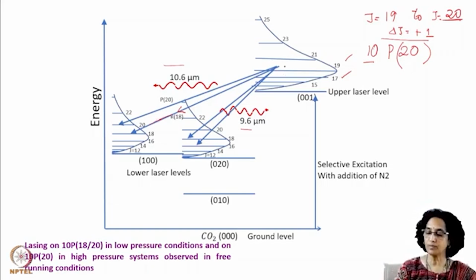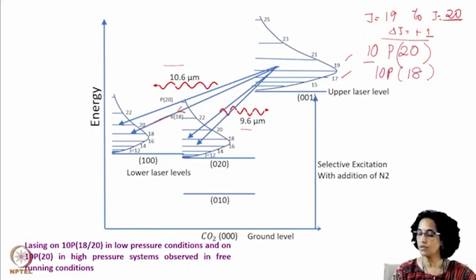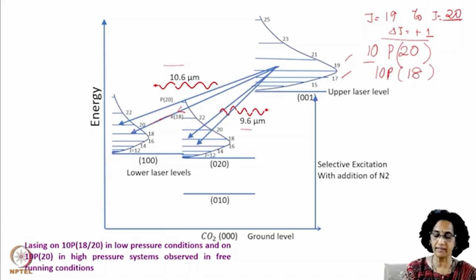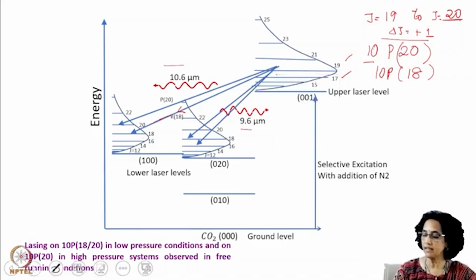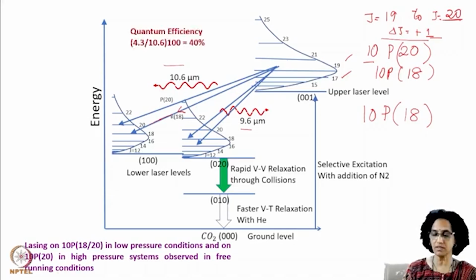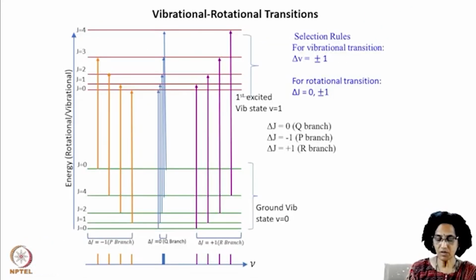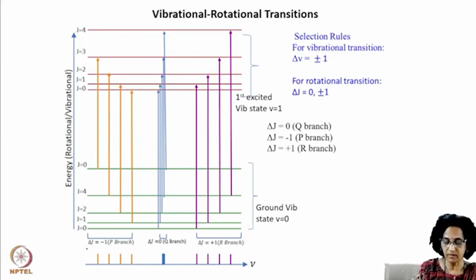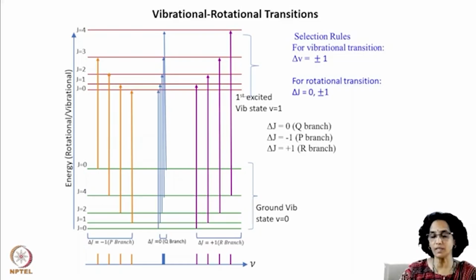The other one that could happen is 10P18. So this would go from 17 to 18. You understand, right? So when the transition is from 17 to 18, and still it is in the 10 micron band, we write 10 P and 18 because delta J is plus 1. Now you may be getting a little confused because when we earlier saw this, we said that delta J minus 1 is P branch, and now I'm saying delta J plus 1 is P branch.